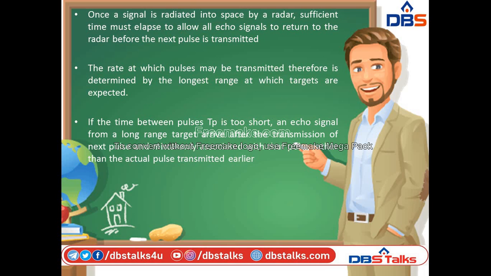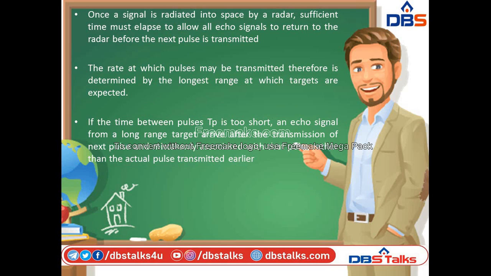Once a signal is radiated into space by a radar, sufficient time must elapse to allow the echo signal to return to the radar before the next pulse is transmitted. As we have told you, some time difference must be there between two consecutive pulses. If there is no time, then we have an ambiguous range, that means an unclear range. If we have enough time between the two pulses, then we have our unambiguous range, that means a clear range.